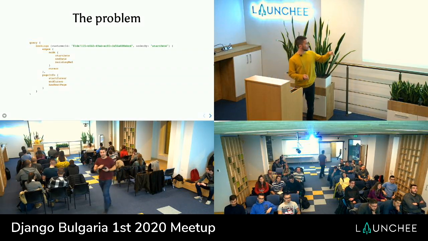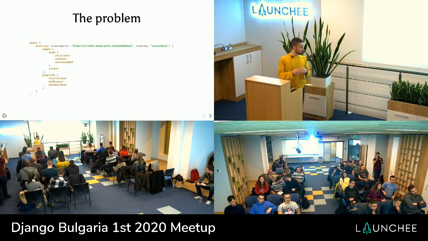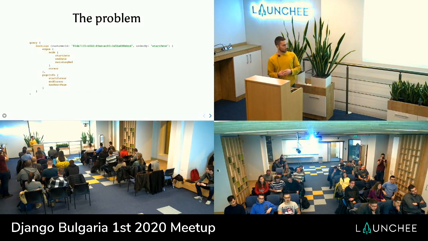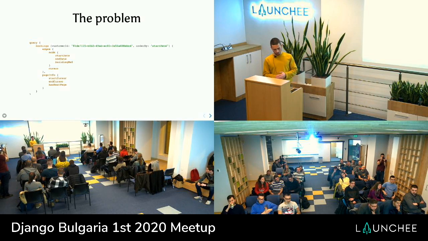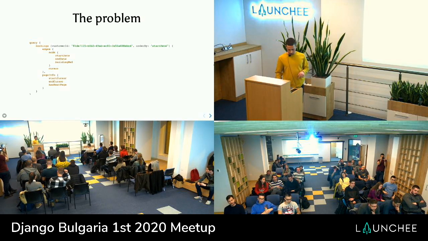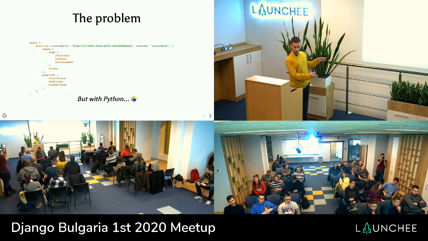Then we have cursor, which is something really specific for the pagination in GraphQL, which I'll also explain in the relay section. And then we have page info, which is just a short information of our pagination. So do we have a next page? And the cursors, which I'll also explain in a second. But we want to build all of this with Python.